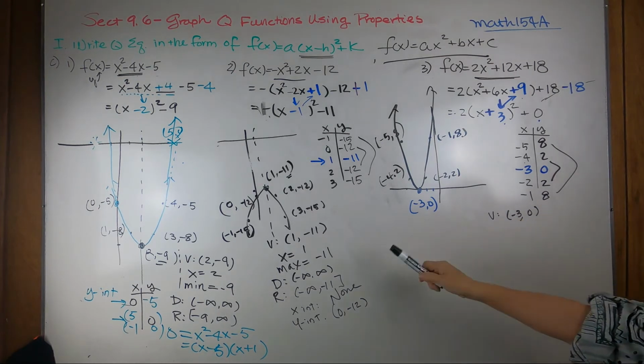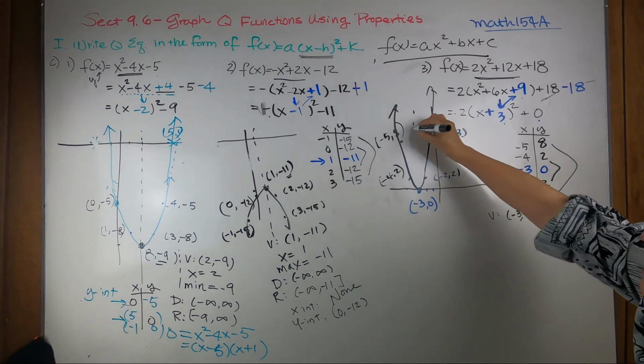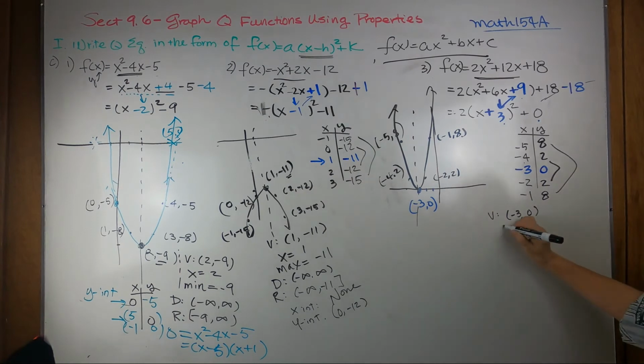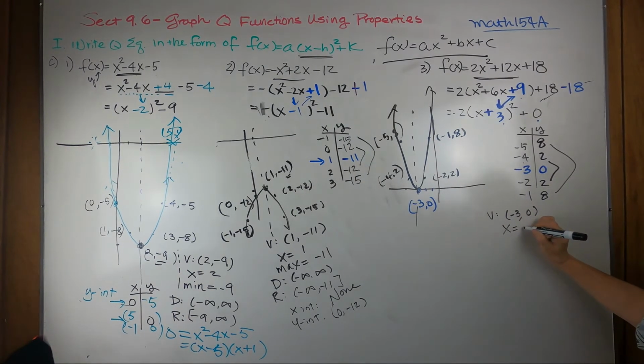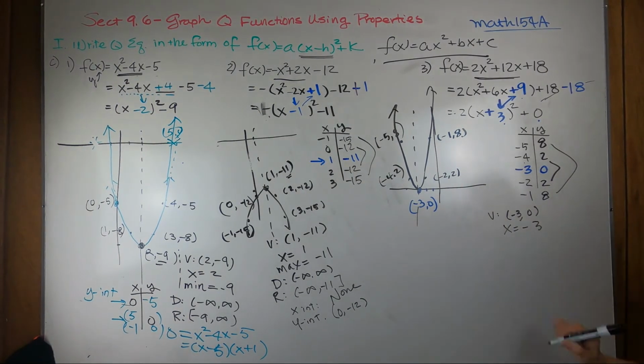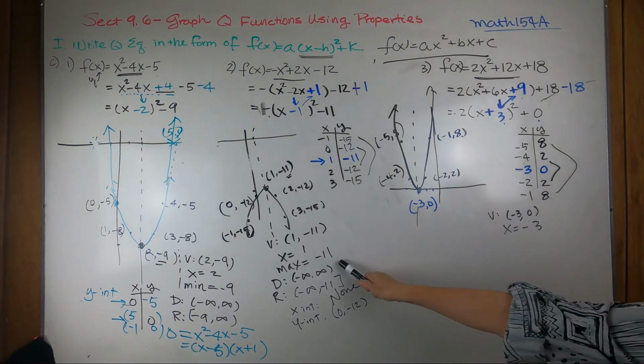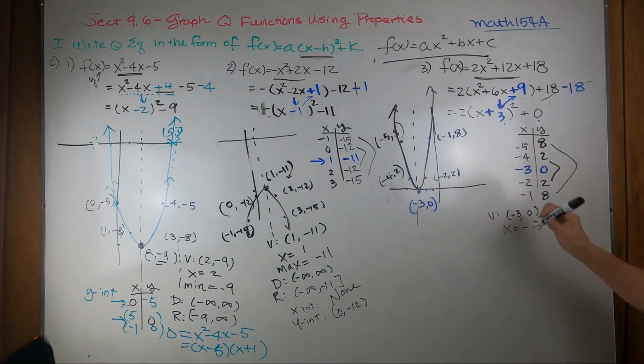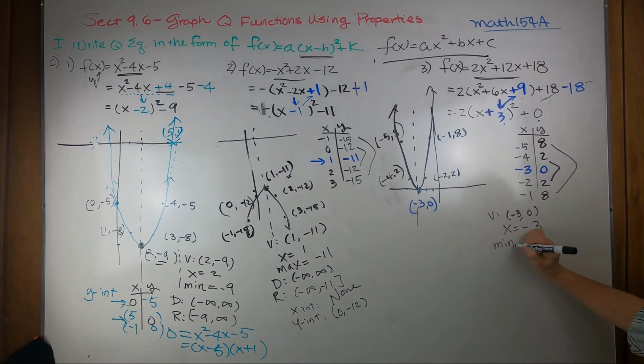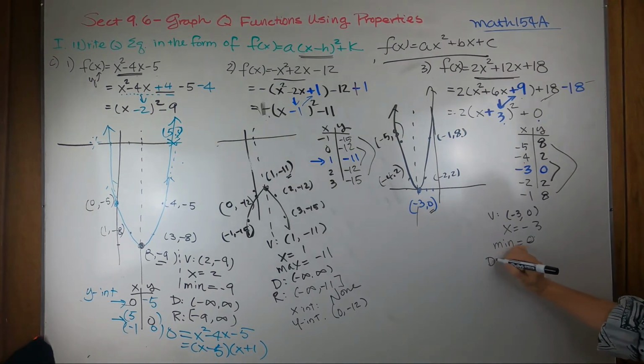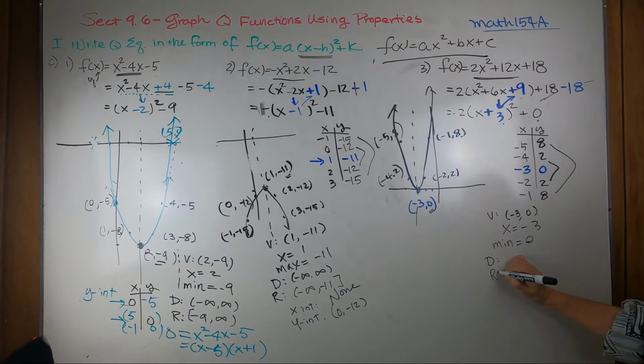And what else we want to know? Okay, line of symmetry will be x equals what? -3, right? Then we wanted to find the minima or maxima. For this one, it's a minimum, will be 0. That's y, right? So what's your domain? What's your range?